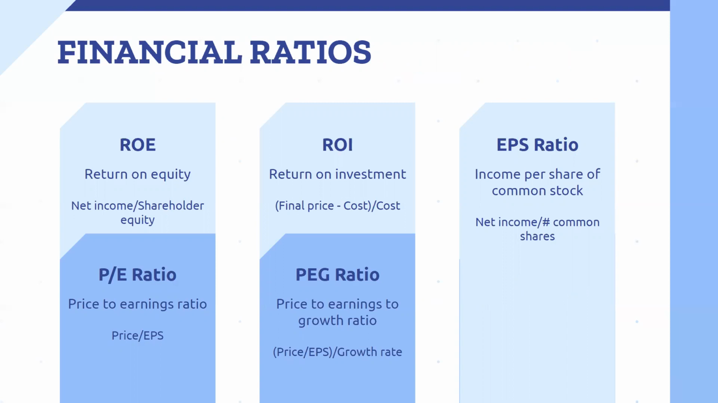So ROE, or return on equity, which is net income divided by shareholder equity. ROI, or return on investment, which is the final price minus the cost divided by the cost. PE ratio, which is a very common one, which is price to earnings ratio, which is the price of the stock divided by earnings per share. And then PEG ratio, that's price to earnings to growth ratio. So you take the PE ratio and then divide that by the growth rate. And finally, EPS ratio, which is income per share of common stock. To get this, you'll take the net income and divide it by the number of common shares.